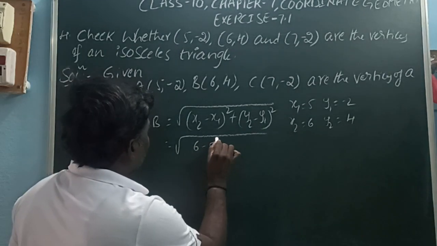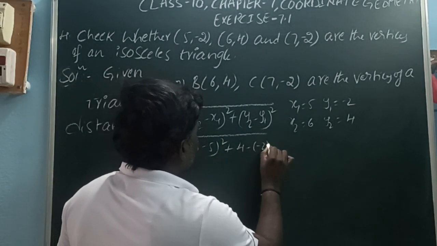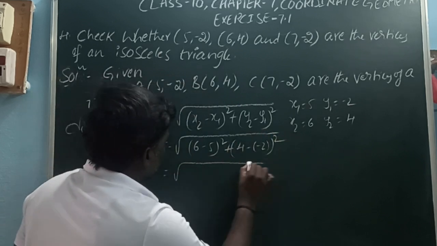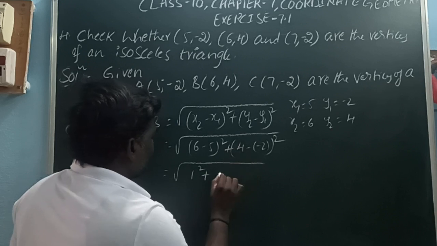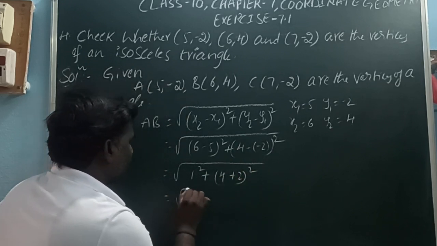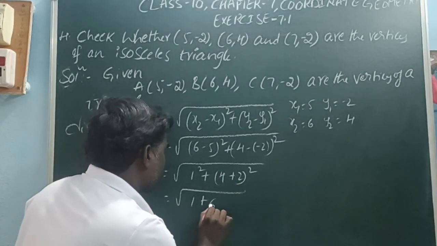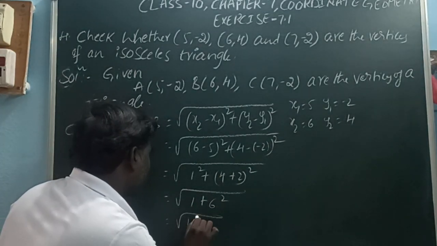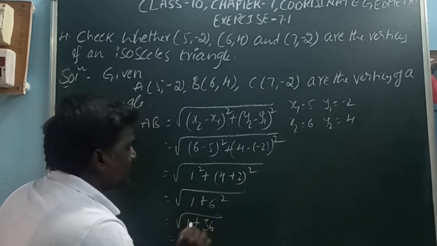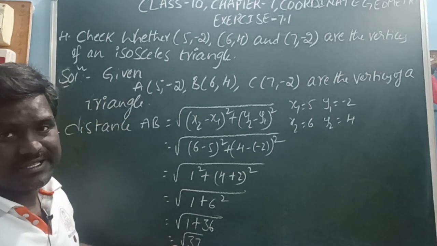So (6 minus 5) whole square plus (4 minus of minus 2) whole square. So here 6 minus 5, how much? 1, 1 square. So (4 plus 2) whole square, that is square root of 1 squared plus 6 squared, that is square root of 1 plus 36. 1 plus 36 how much? 37. So here the distance of AB is square root 37.